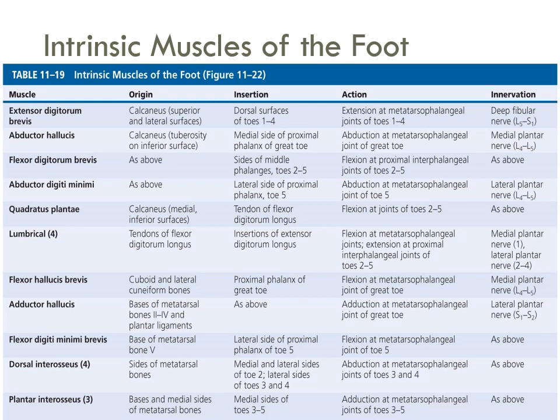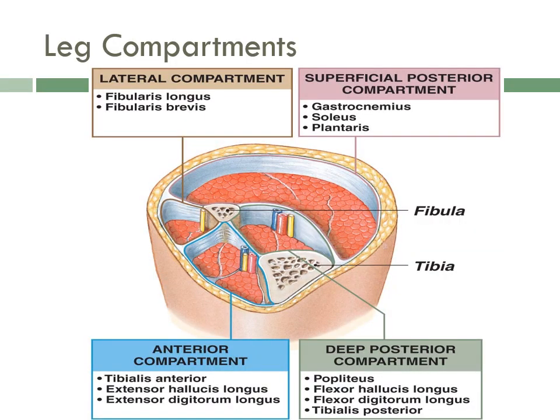So with these intrinsic muscles, again, just know which ones are intrinsic, which ones are extrinsic. You do not have to memorize all of the origins and insertions. And last, we're going to look at these leg compartments. So we have these fascial layers of connective tissue that are separating all of the different compartments in the leg. So we have the anterior compartment here, which has the tibialis anterior, extensor hallucis longus, and extensor digitorum longus.